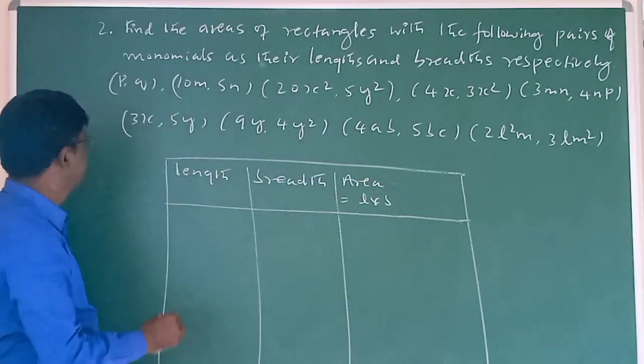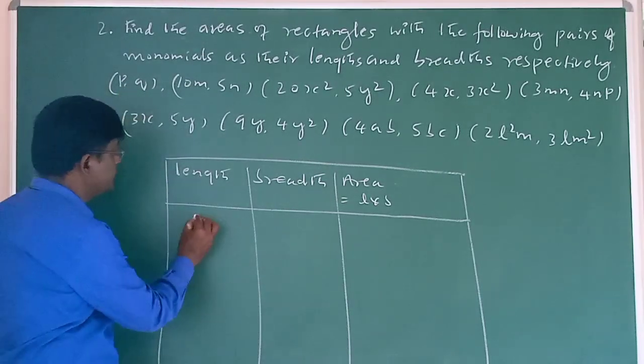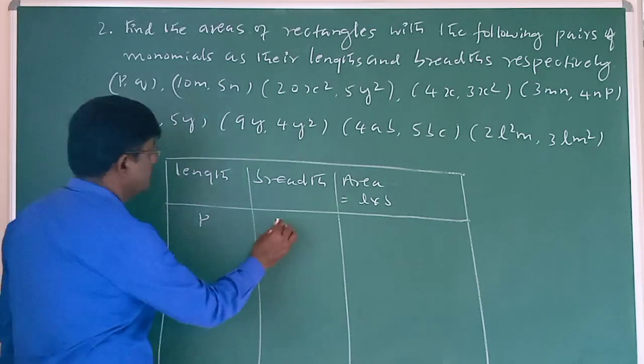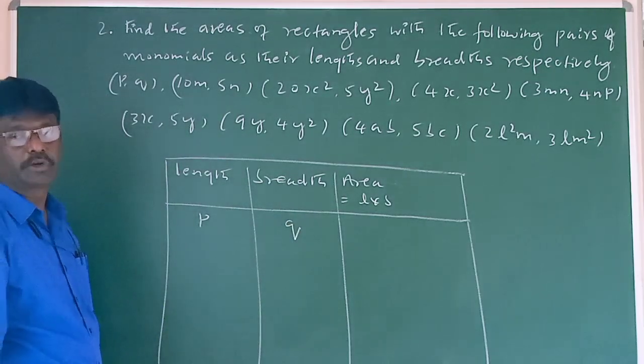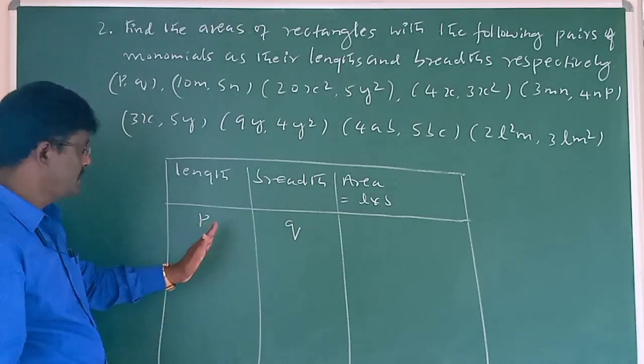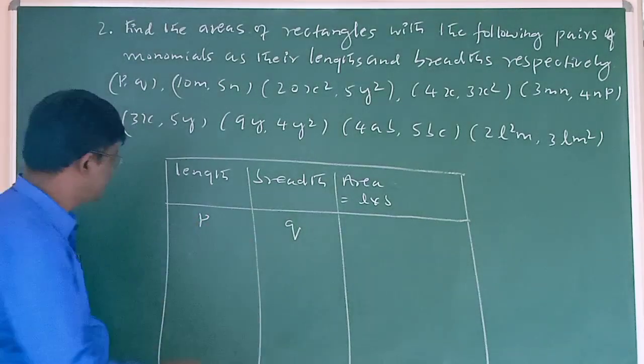Okay, first see here, (P, Q) means length is P, breadth is Q. In such a way you have to look at it. Whenever you take the product, it is not simply like that; you have to give importance to signs. Plus P, plus Q.